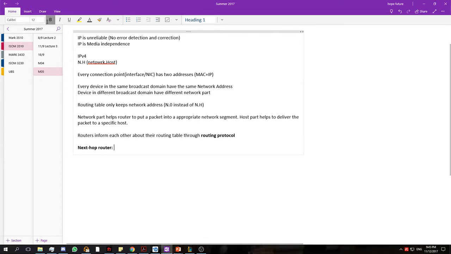Can you guys understand these two bullets? Please read these two and see whether you can understand them.